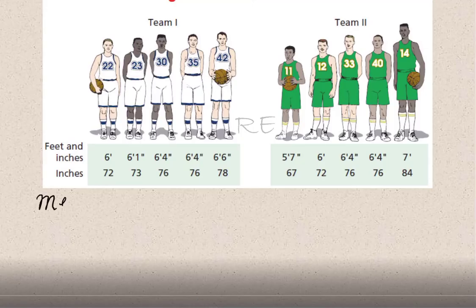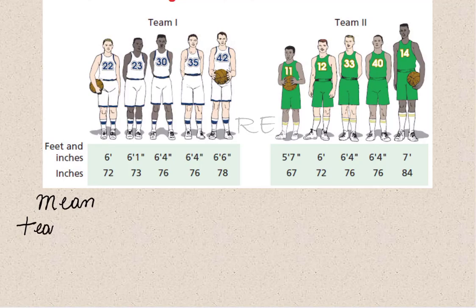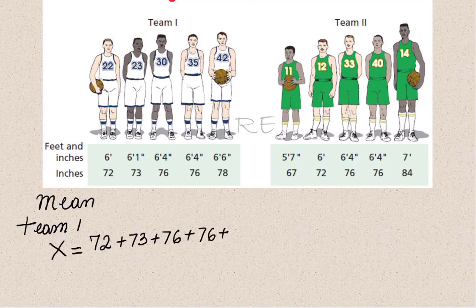For the following example, we need to find the mean of the heights for team 1 and team 2. The mean is equal to the sum of all the scores divided by the number of scores. 72 plus 73 plus 76 plus 76 plus 78 divided by the number of players, and we have 5 of them.